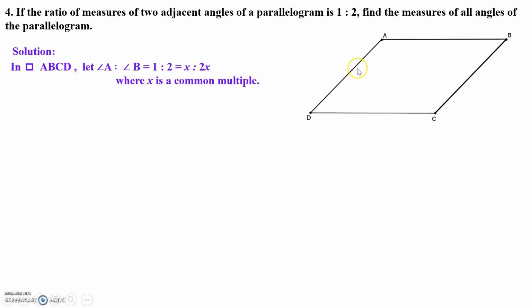Now what type of angles are angle A and angle B? Angle A, therefore we get angle A is x and angle B is 2x. So angle A is this, angle B is this angle.